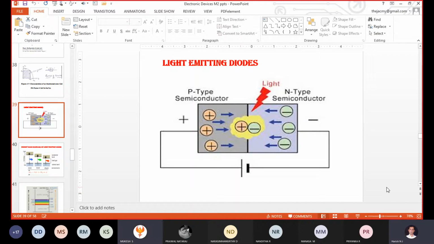In the second module, we are left with only one topic, that is LED, light emitting diode. If you know the concepts of photodiode and PN junction diode operations, you can easily understand how the LED will perform, or how the light emitting diode will work. Light emitting diode is a semiconductor PN junction diode.